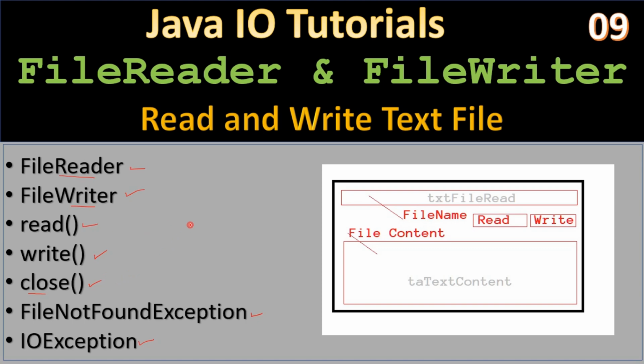So this is the sample we are going to develop. Txt file read will be a text field. Here we will specify the path to the file, usually the text file with path. Then here is the text area content, and TA text content is the name we gave for this component. Here the user can type something and click on write to write the content into this file, or they can specify a text file name, choose read, and the content will be read from the file and displayed in the text area.